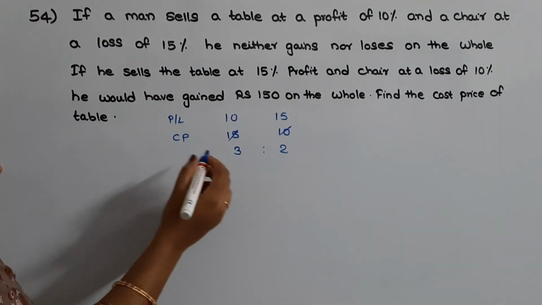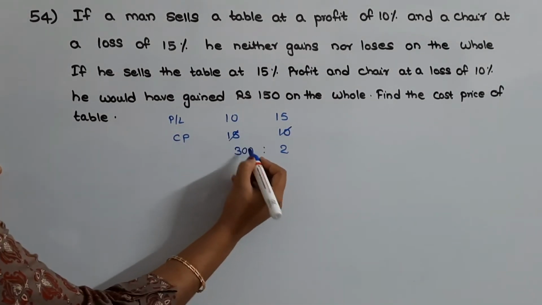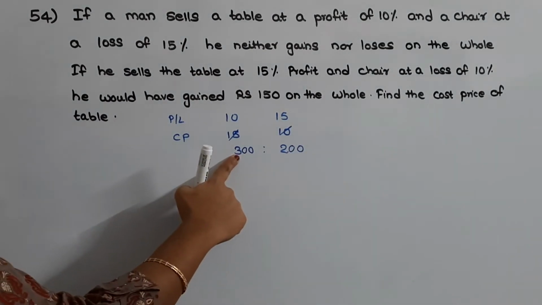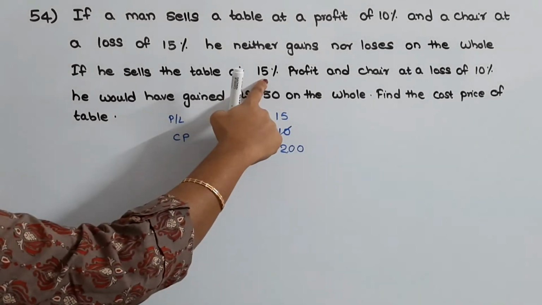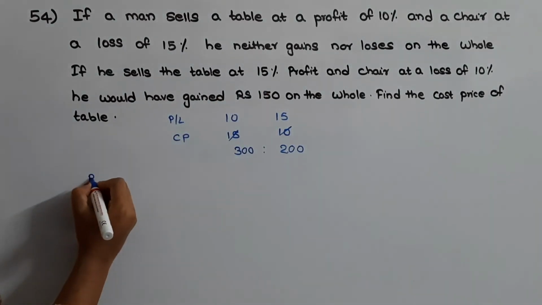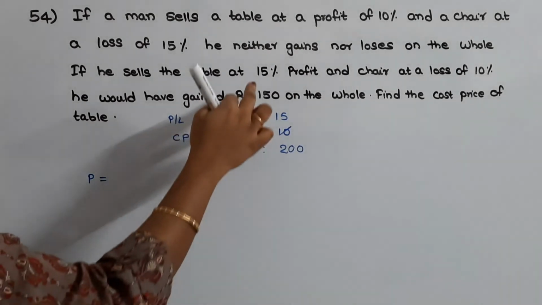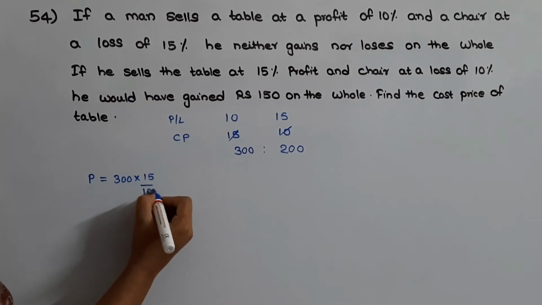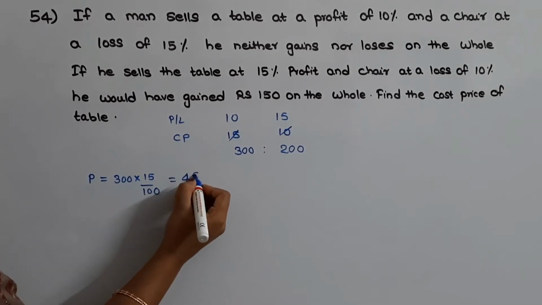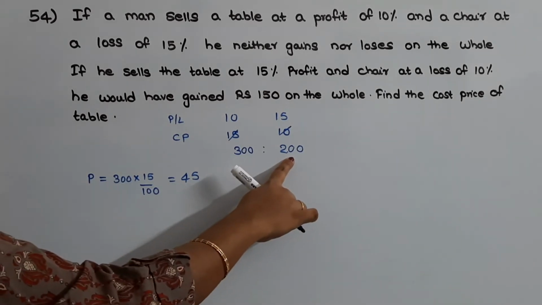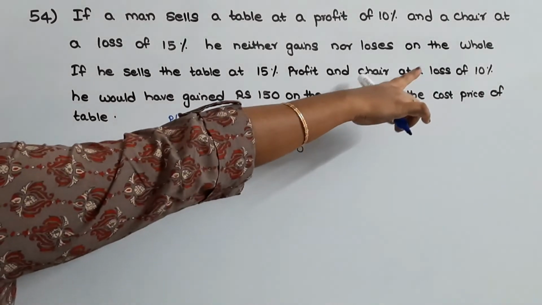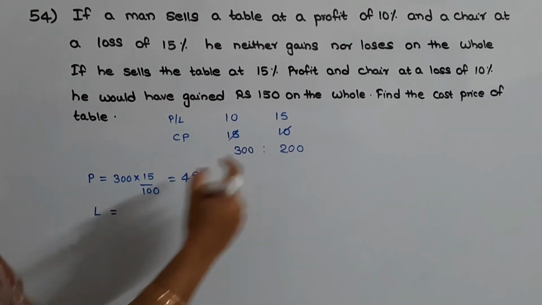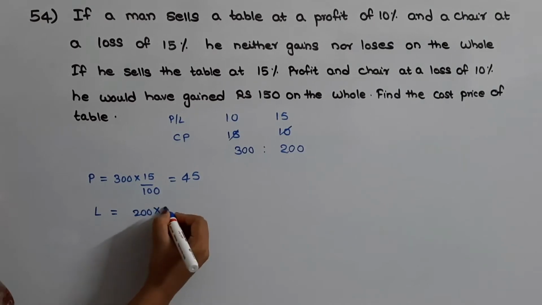So let us take the cost price of the table as 300 and the cost price of the chair as 200. So if the cost price of the table is 300 and the profit percentage is 15, then what will be the profit? Profit will be equal to 300 into 15 by 100, that will be equal to 45. Now if the cost price of the chair is 200 and the loss is 10%, then what will be the loss? That will be equal to 200 into 10 by 100.